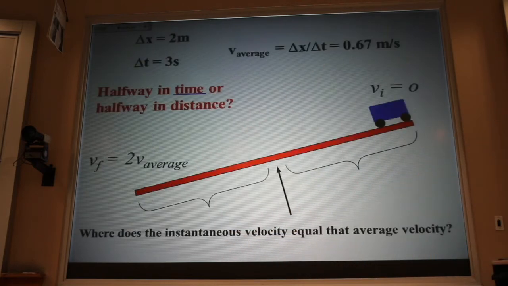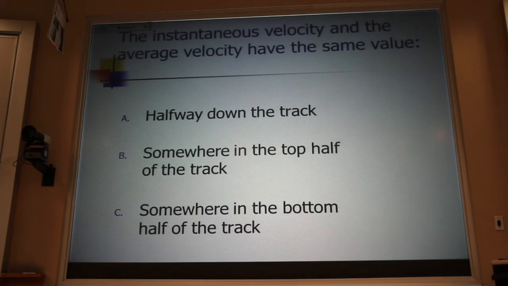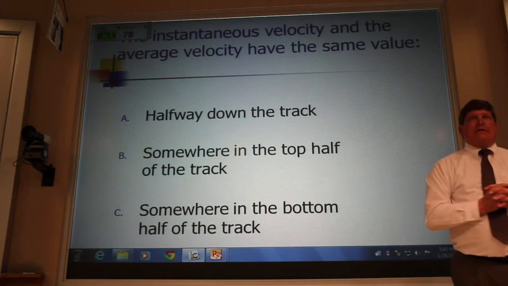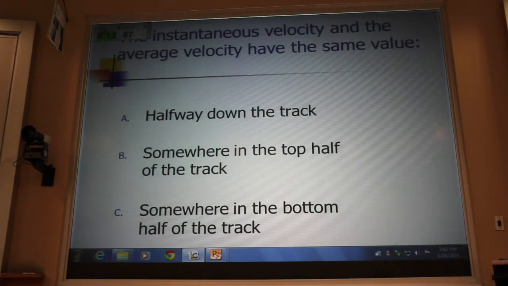Now, everyone choose B. This is going to be the one time we're all going to get the right answer. The instantaneous velocity and the average velocity have the same value, B, somewhere in the upper half of the track.